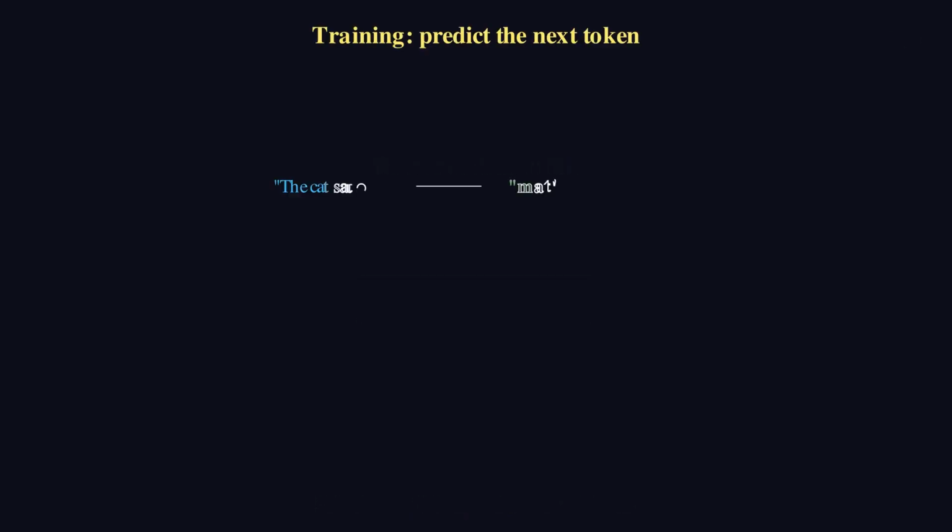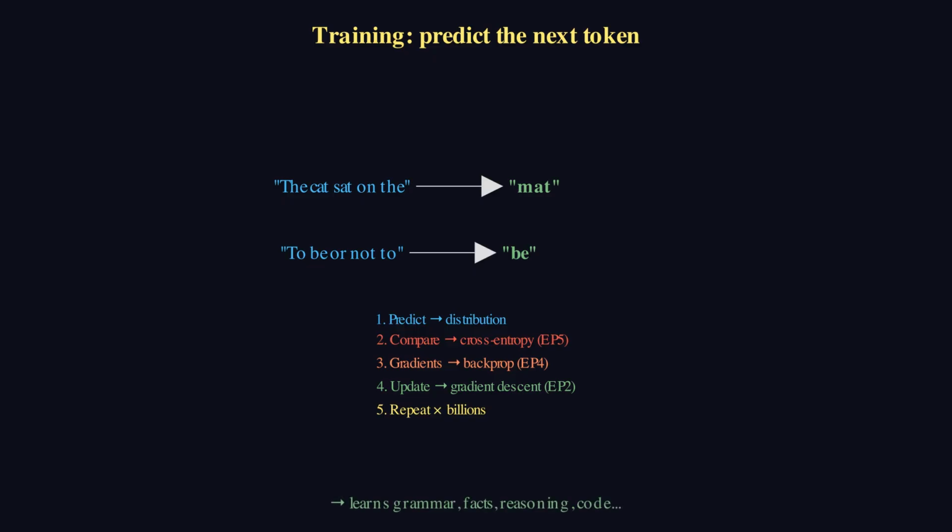Everything we've described is inference, generating text, but how is the model trained? The objective is remarkably simple. Predict the next token. Take a huge corpus of text, trillions of tokens from books, websites, code, conversations. For each position in the text, the model tries to predict what comes next. It sees the cat sat on the and should predict mat. It sees to be or not to and should predict be.